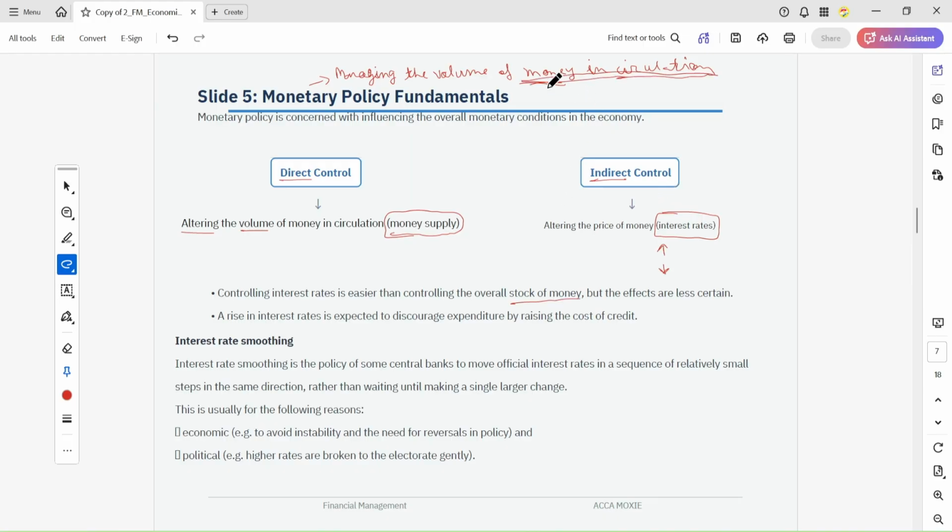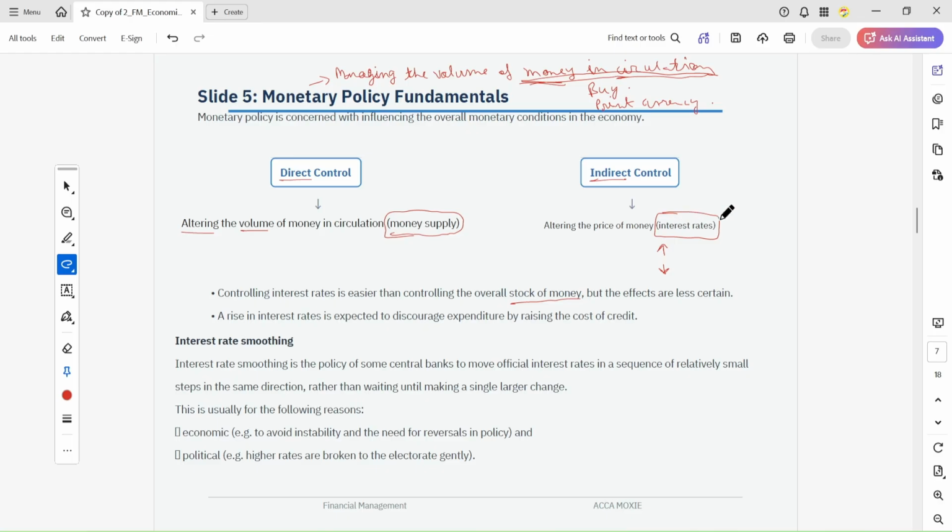Because if you want to control the money in circulation, either you have to buy or you have to print currency. This task is very difficult for the government, and it will take so much time. So that's why controlling the interest rate is much easier.